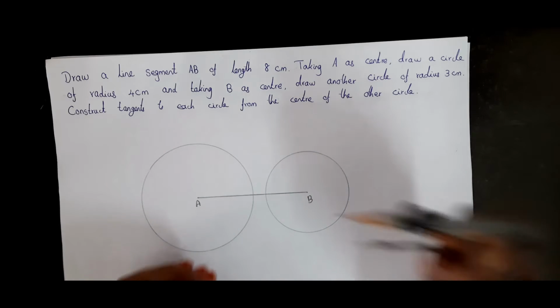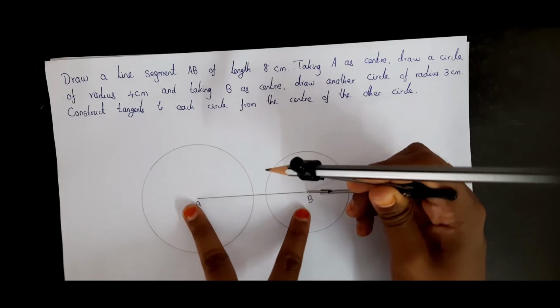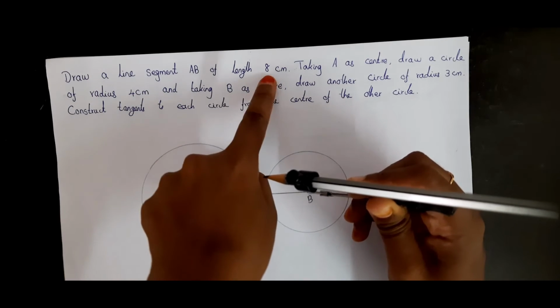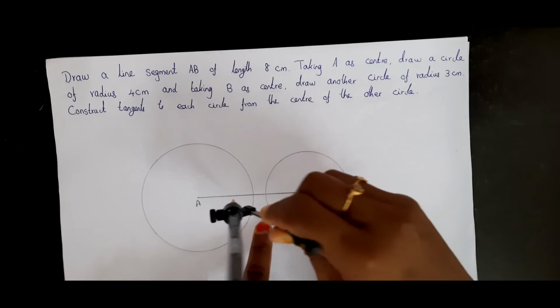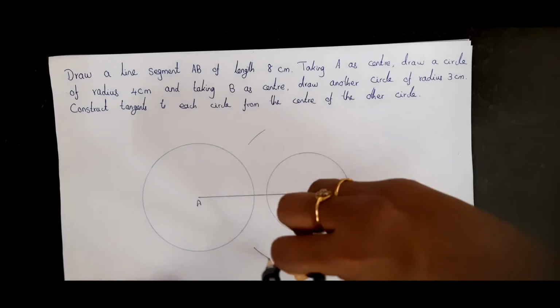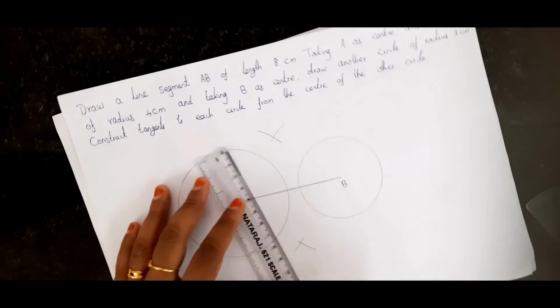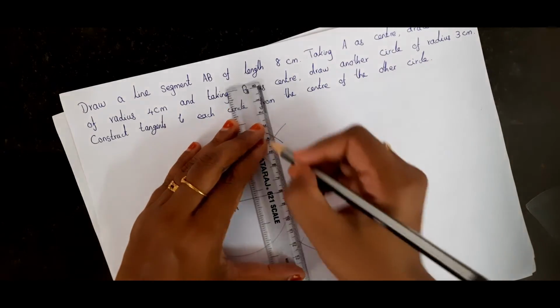How to do the perpendicular bisector of AB? Take more than half of AB. Half means, total length is 8 cm, half means 4. More than half, you can take 5 or 6. So both sides we should cut, right? So same thing here also. Okay. Then next what we need to do? We have to join this perpendicular bisector.